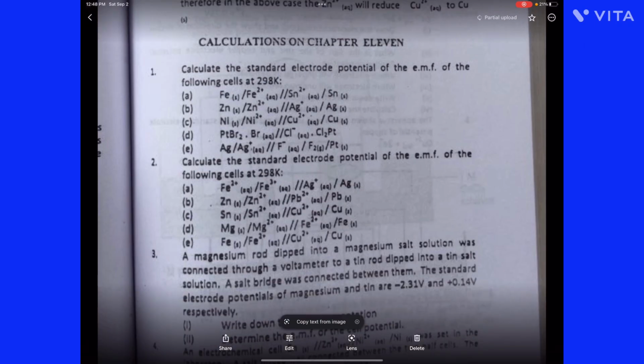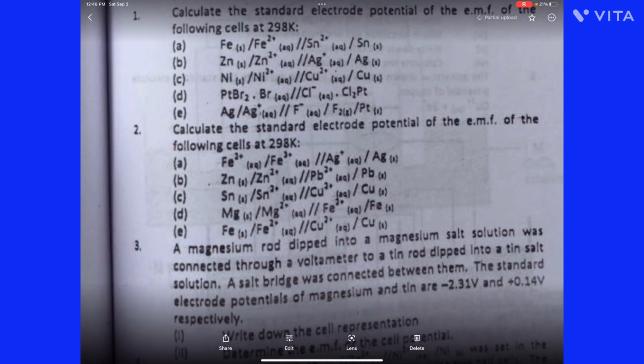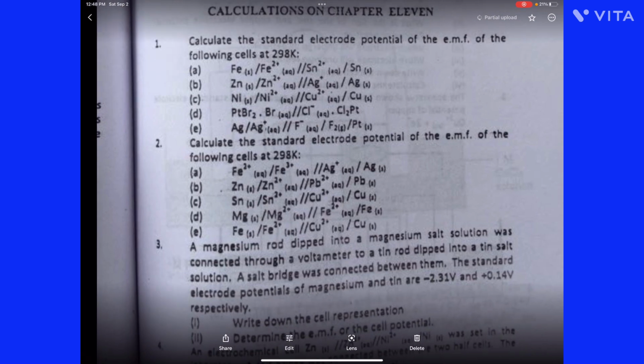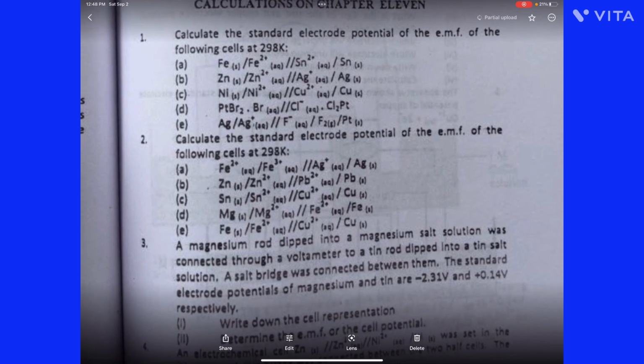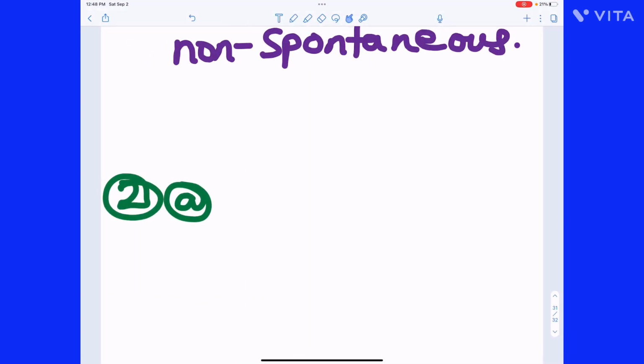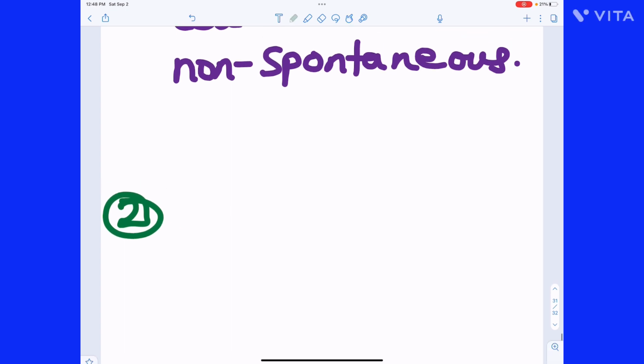Okay, looks like I've gained it back. Okay, we are told to calculate the standard electrode potential of the EMF of the following cells at 298. So this is a cell made up of what? Iron and what? Made up of iron and silver. I think I'm going to leave that because it shows us another thing. We don't require that for now. So let's just go to B.